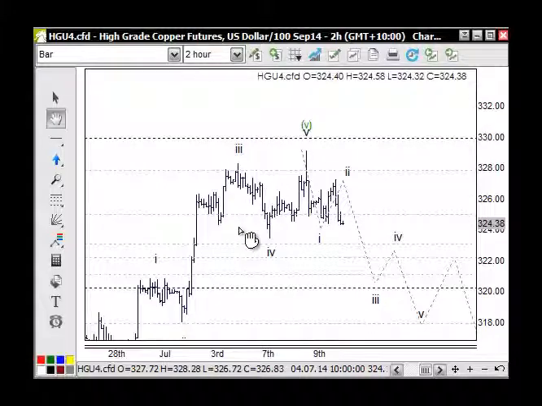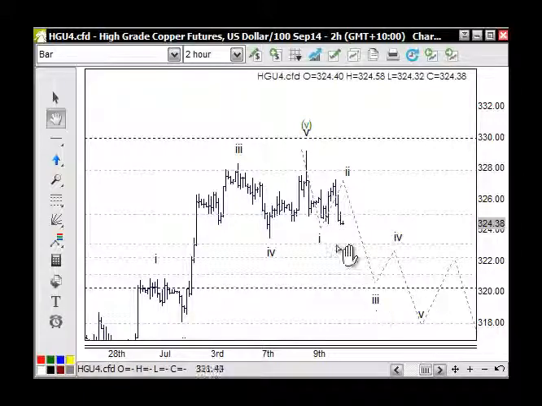But this is what we were thinking for the top of the copper market here, the wave 4, the wave 5, and then the 1, 2, 3, 4, 5 moving down. So we don't have an impulse wave down here yet. We're just assuming that that would be the case. So if you're going to short this, you'll need to keep the stops above this high here.